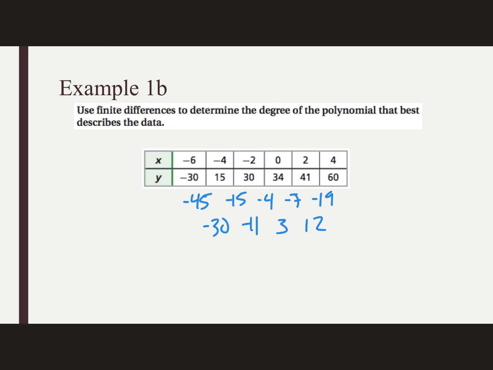Negative 30 minus negative 11 is negative 19. Negative 11 minus 3 is negative 14. 3 minus 12 is negative 9. So it's not a cubic. And then negative 19 minus negative 14 is negative 5, and negative 14 minus negative 9 is also negative 5. So this is a fourth degree polynomial, or a quartic.